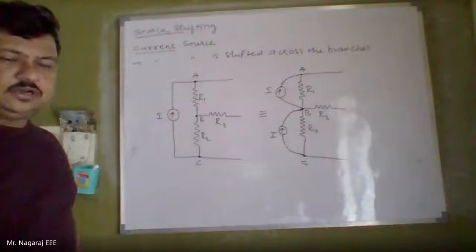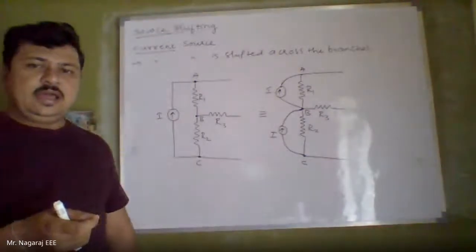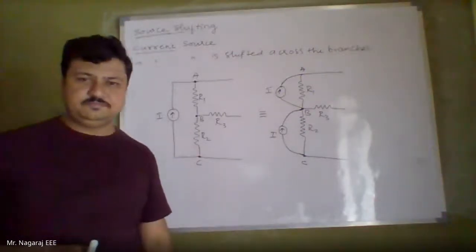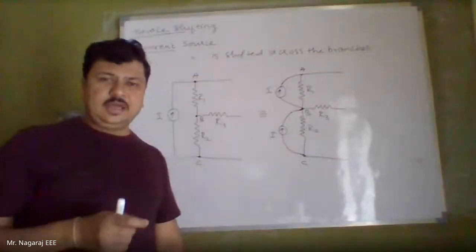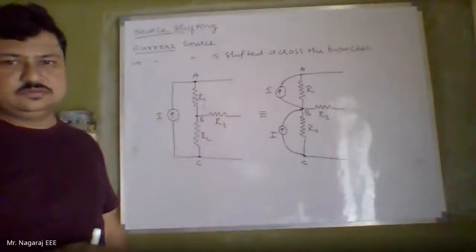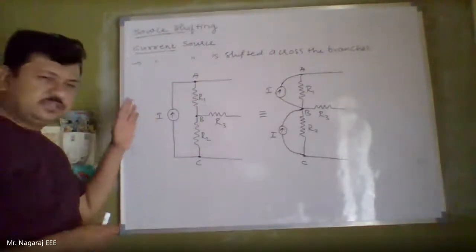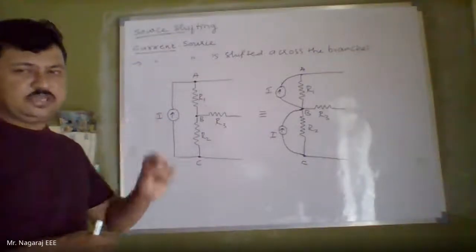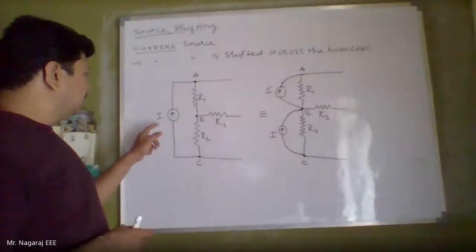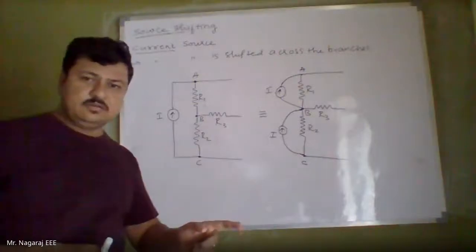When I am shifting a current source, I should be looking into the fact that at which nodes the current source is already connected, and across this current source what all the branches are coming. If I have to shift this current source, I should first be checking at which nodes the current is entering and the current is leaving.